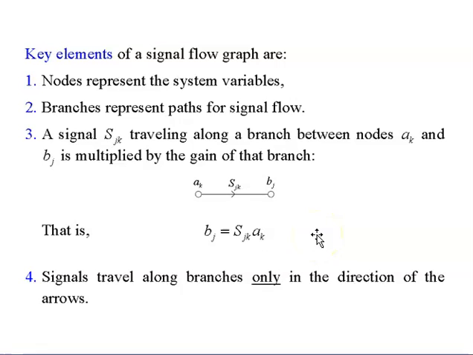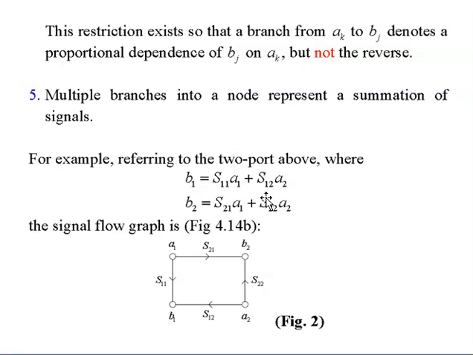Number 4, the signals travel along branches only in the direction of the arrow. So this one is pointing in only one direction, so it cannot travel back. This restriction exists so that a branch from A_k to B_j denotes a proportional dependence of B_j on A_k, but not the reverse.